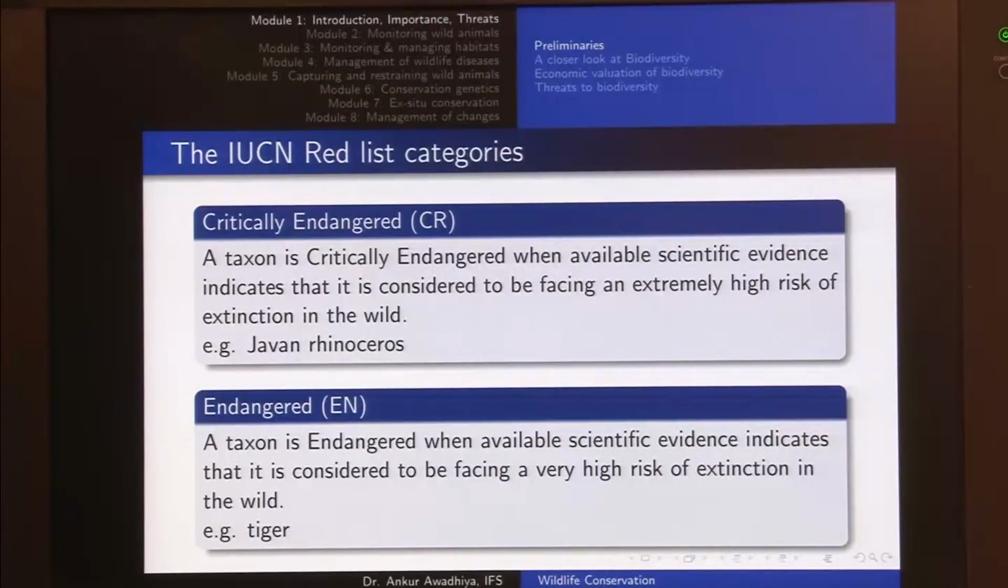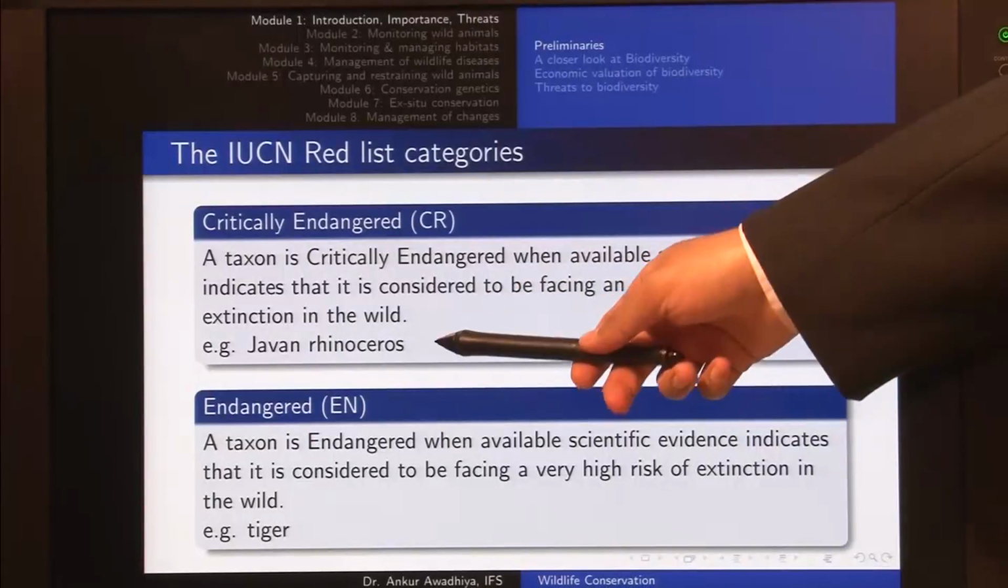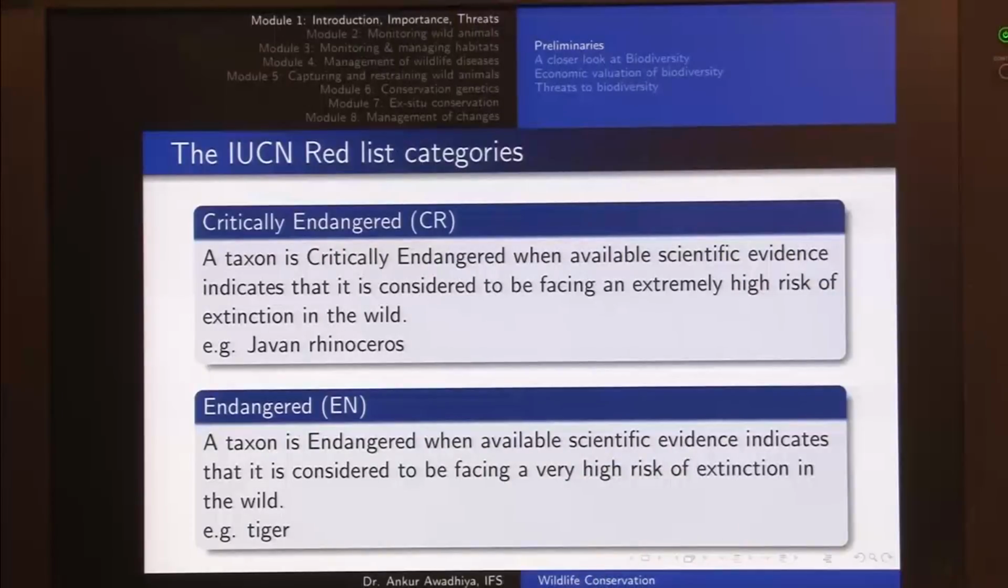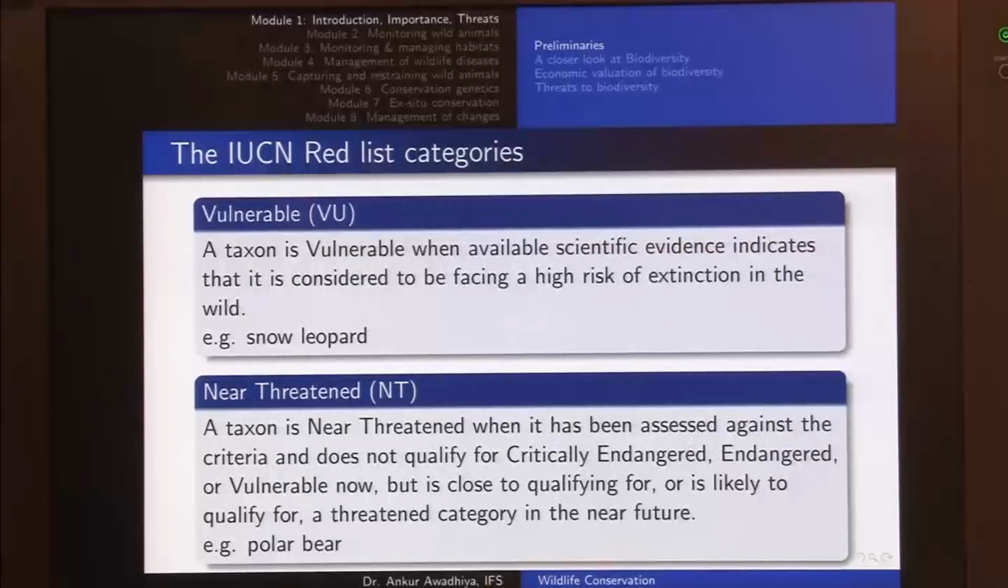Now, one difference you can very easily make out is that in the case of Javan rhinoceros we have around 100 individuals left. In the case of tiger we have say around more than 2000 individuals present in India alone, and it is also found in a number of other countries. So, you can see that it is endangered, it is not critically endangered because the situation is not that bad yet. Next we have vulnerable. A taxon is vulnerable when available scientific evidence indicates that it is considered to be facing a high risk of extinction in the wild.